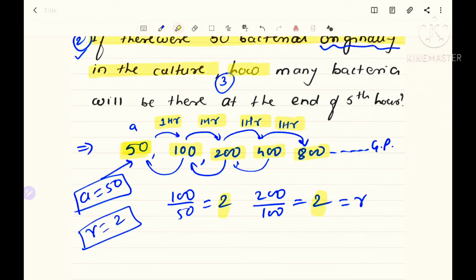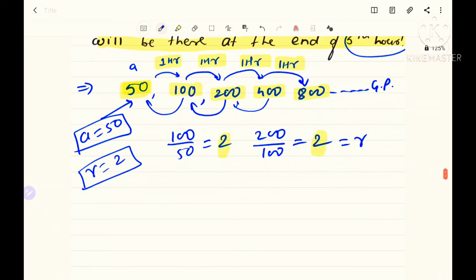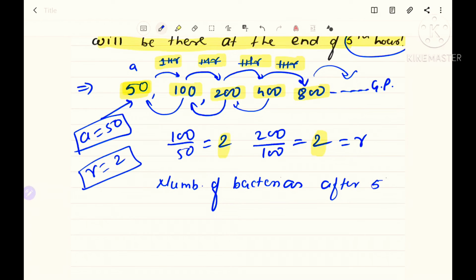Now, how many bacteria will be there at the end of 5th hour? So now they want the number of bacteria after 5 hours, right? Already we know the number of bacteria after 4 hours. This is the first hour, second, third, fourth, and one more term that you have to increase, right? But let's cross check with this formula. They want the number of bacteria after 5 hours. So the number of bacteria after 5 hours is the question.